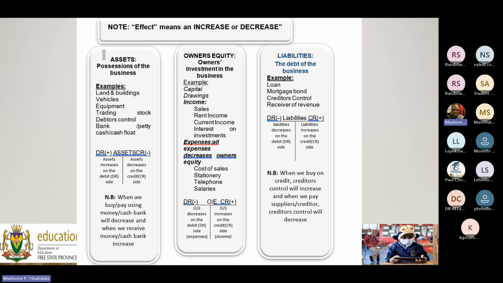Then under the expenses, the business can pay any other expense. Therefore, the transaction will be recorded under the cash payment journal. It is important to know all those things.